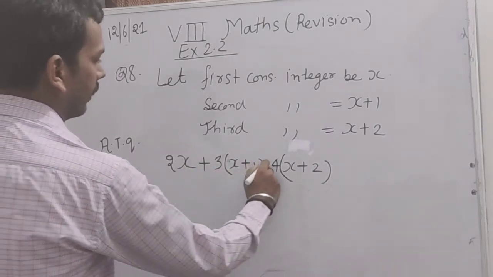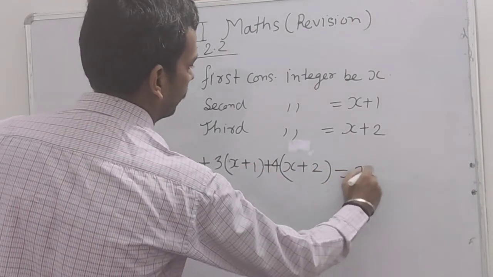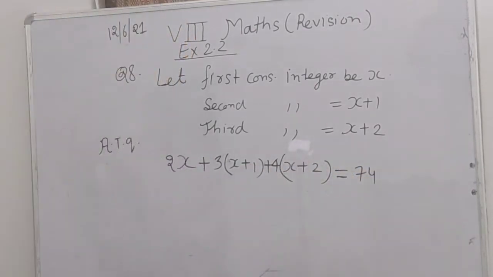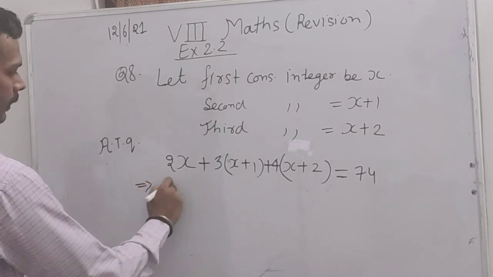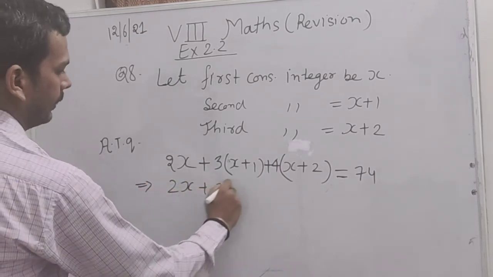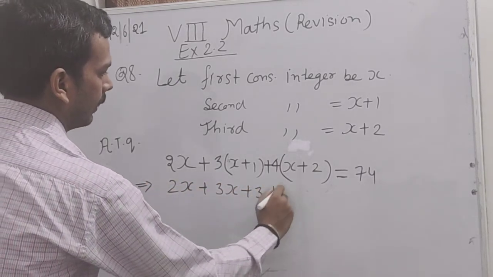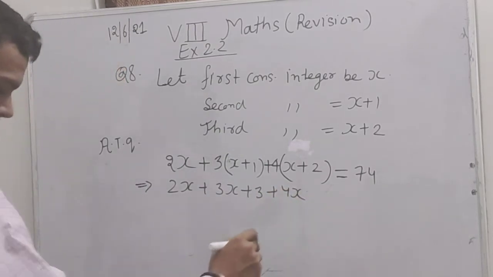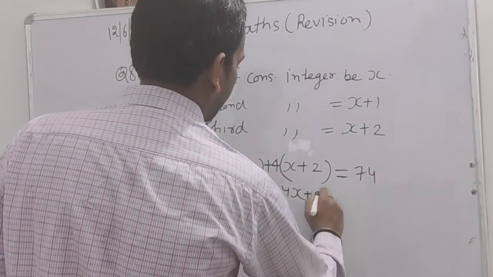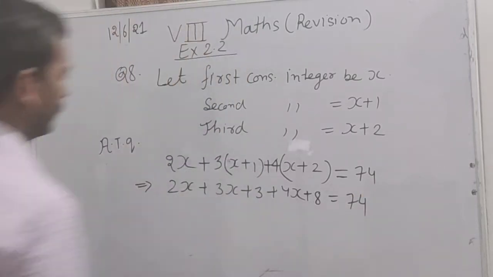They add up to 74. It means on addition they will give 74. Now we have to solve it. So 2x plus 3(x plus 1) plus 4(x plus 2) is equal to 74, which is 2x plus 3x plus 3 plus 4x plus 8 is equal to 74.